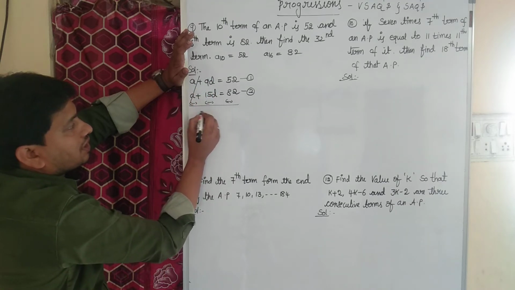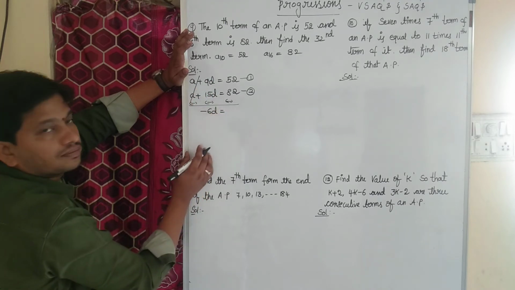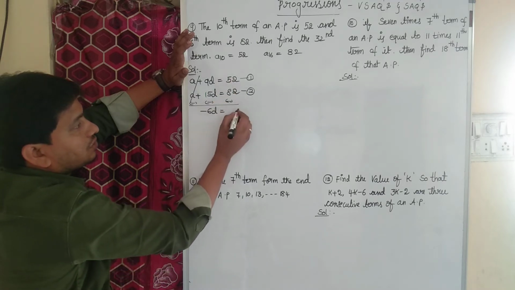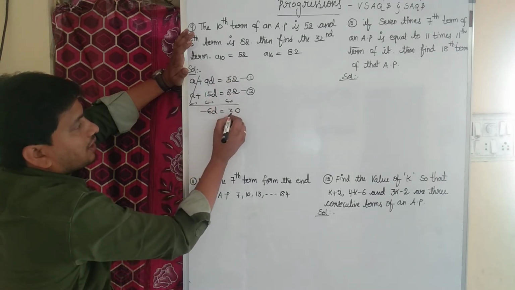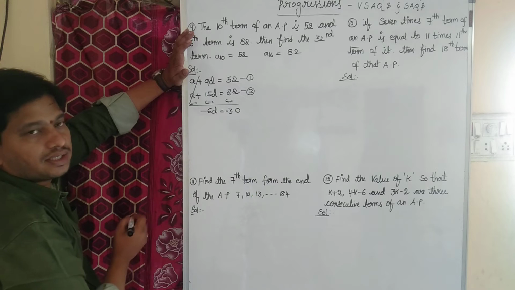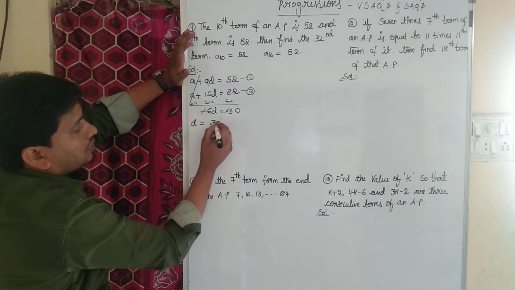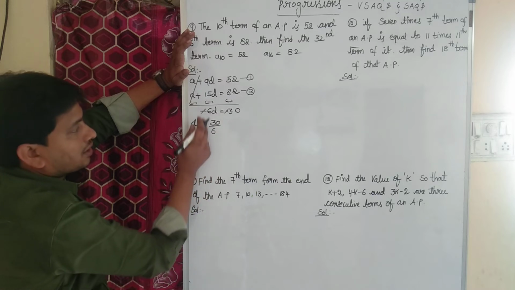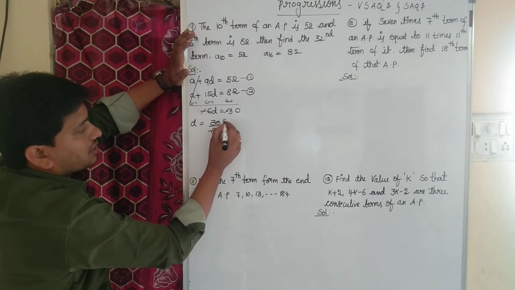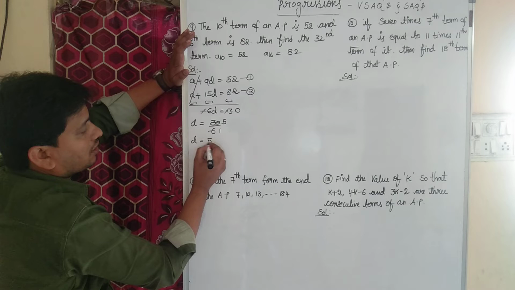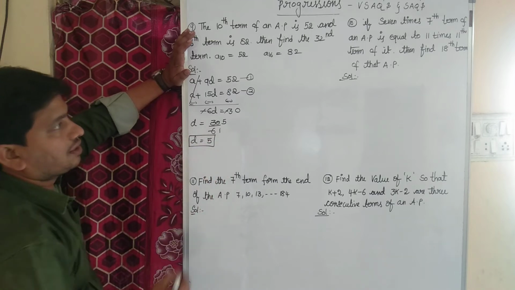9d minus 15d, which is equal to minus 6d, equal to 52 minus 82, minus 30. So minus gets cancelled. d equal to 30 divided by 6. 6 1 ja, 6 5 ja. So what is the value of d? The value of d is 5.